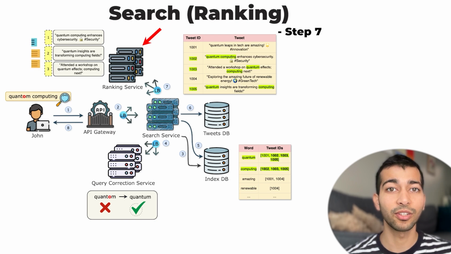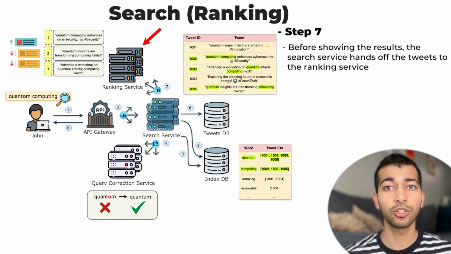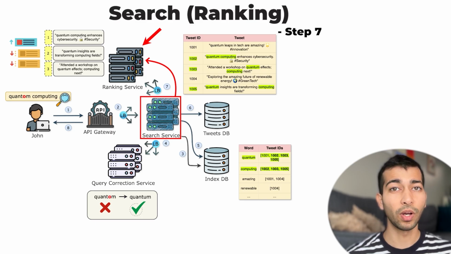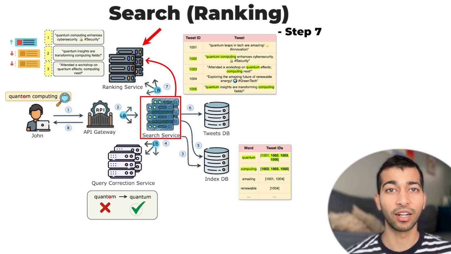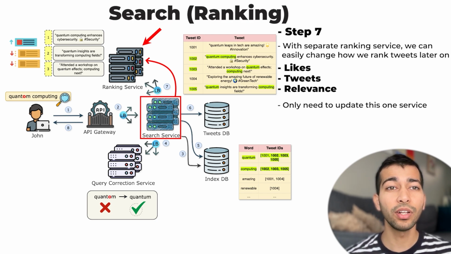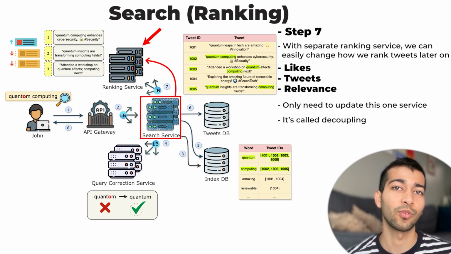Here's where the ranking service works its magic. Before showing the results, the search service hands off the tweets to the ranking service. It sorts them based on relevance, in this case from newest to oldest. But one thing to notice here, here's the genius part. By having a separate ranking service, we can easily change how we rank tweets later on. Whether we want to rank by likes, tweets or relevance, we only need to update this one service. It's called decoupling and it's the key to flexible, future-proof software. Something to learn in our designs.